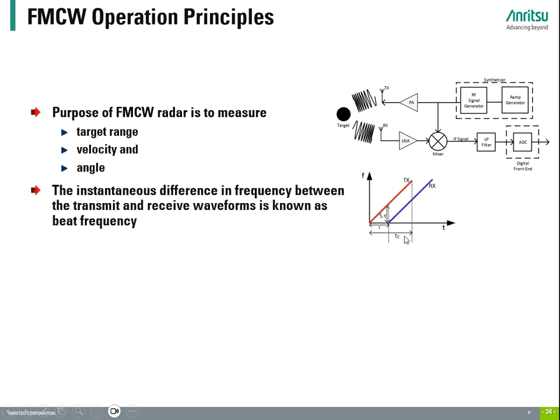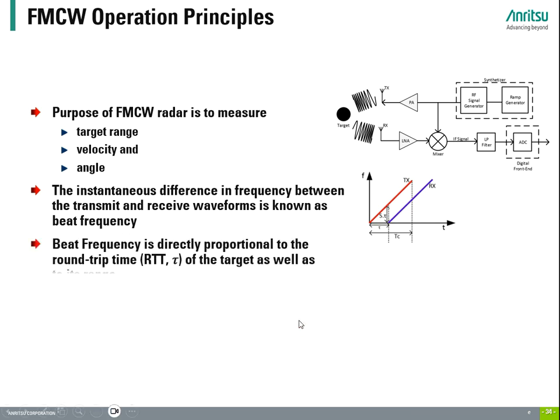In a frequency over time representation, we can see in red the transmitted signal and in blue the received echo. The instantaneous difference in frequency between the TX and the RX waveforms is the so-called beat frequency, whereby the beat frequency is S times tau, with S being the chirp slope and tau the so-called round trip time, RTT, more or less the distance between the red and the blue lines.